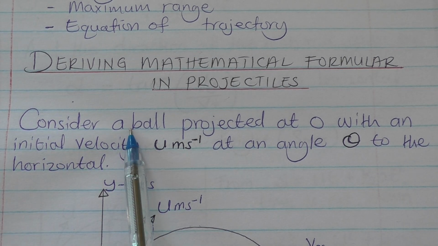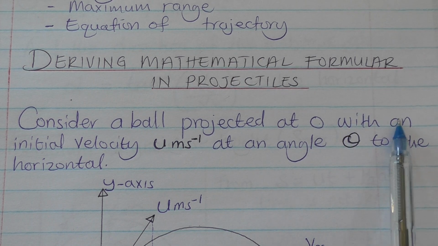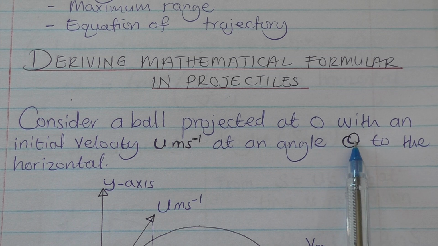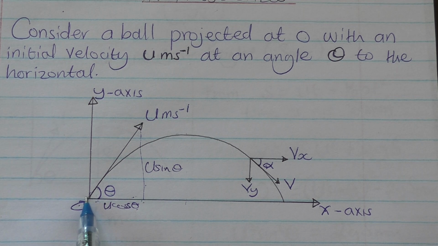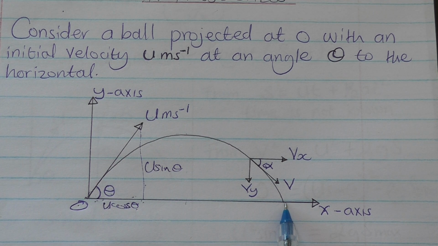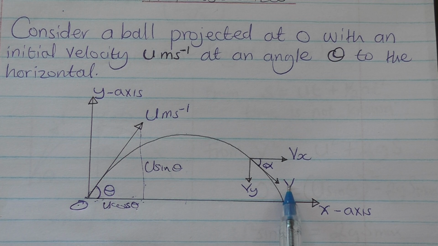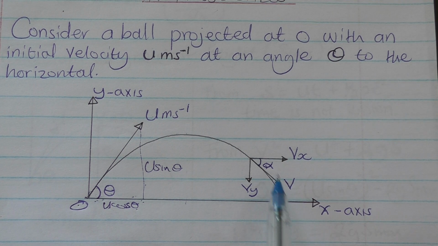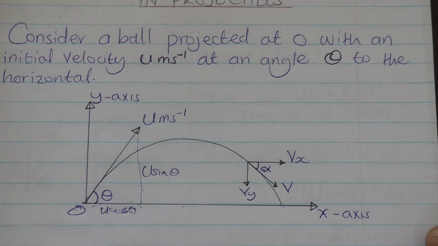We shall consider a ball projected at point O with an initial velocity u at an angle theta to the horizontal. This is what we mean. We have our ball projected with a velocity u at an angle theta, and then this one describes a trajectory until it comes back. So we shall be interested in finding the velocity at any time and its direction to the horizontal.